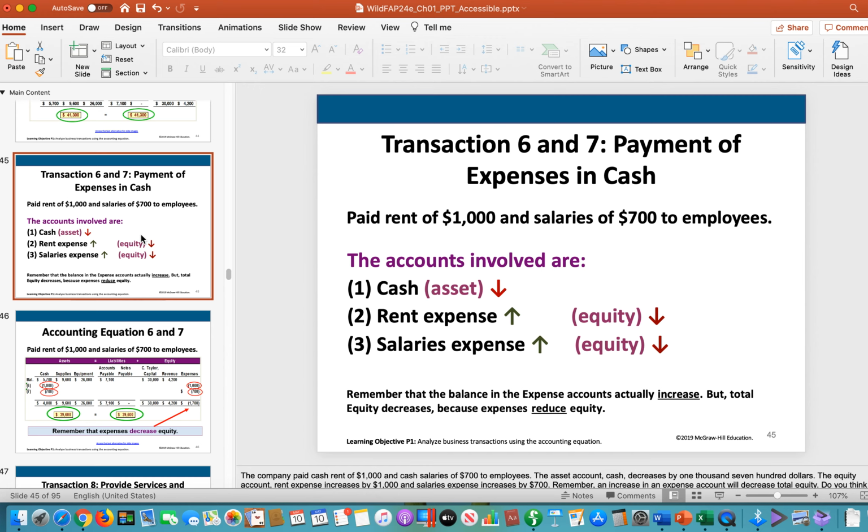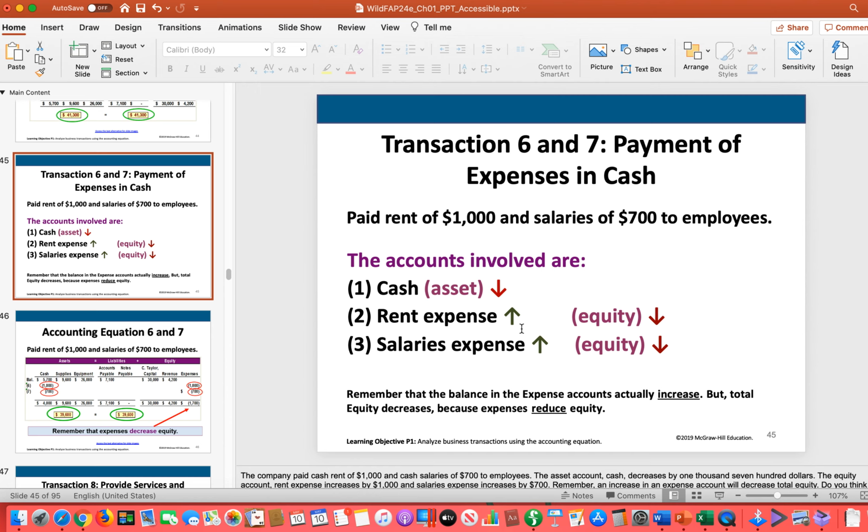Now let's look at expenses. Paid rent $1,000. Paid salaries to employees $700. Notice this. Cash went down. You paid $1,000 in cash for rent. You paid employees $700 in cash, payroll. Okay? So cash went down by $1,700. But notice now, don't let this confuse you. Rent expense went up. The expense went up, which caused the equity to go down.